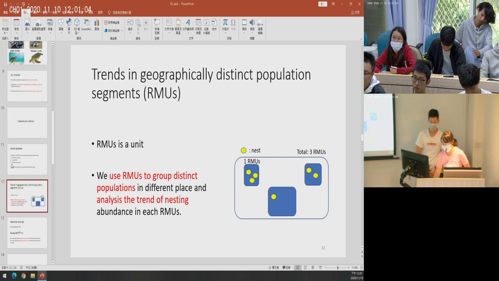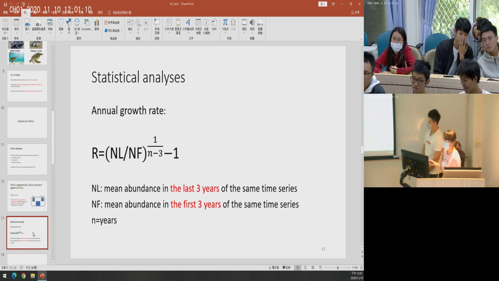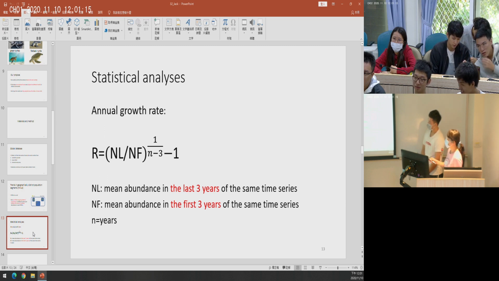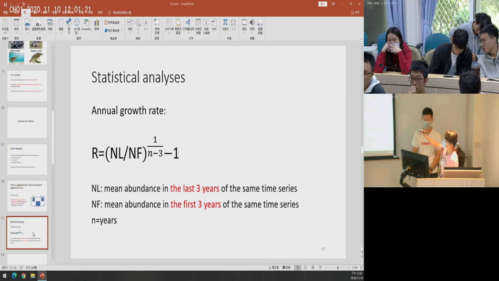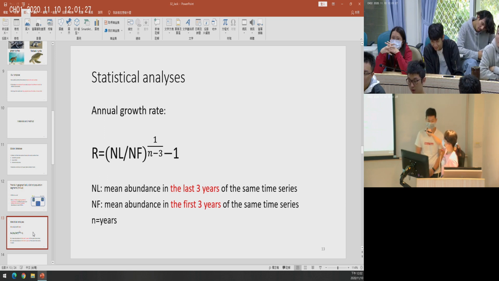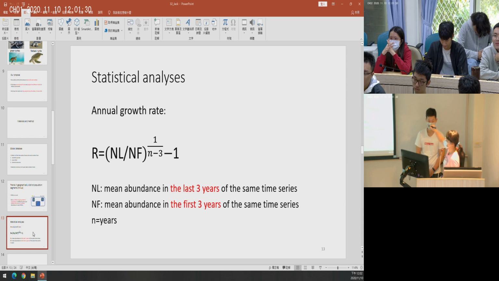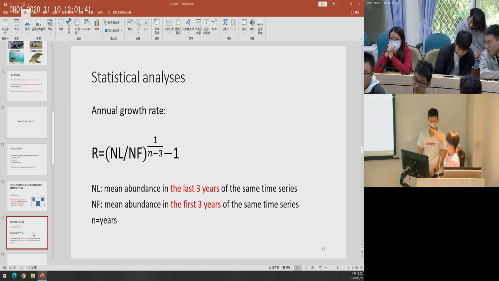That's the first thing. And then later you talk about this equation. This equation is actually quite simple, however, it would be easier if you draw a picture showing a time series. A time series usually means data collected over years, right? You can draw a time series yourself and say this is the abundance of the turtle nests or turtles, and we take the data of the first 3 years as NL and the last 3 years as NF, or the other way around.